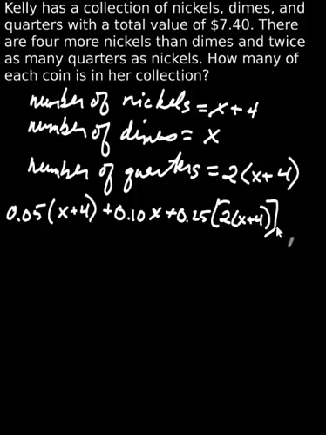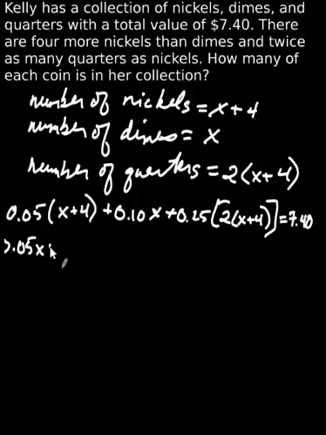And when you add up all this money together, the amount in terms of nickels, the amount in terms of dimes, and the amount in terms of quarters, in total she has $7.40. So this is going to be $7.40. Okay, so this is the equation I have to solve. So I'm going to start by first distributing this 0.05, and also I'm going to distribute that 2 over there.